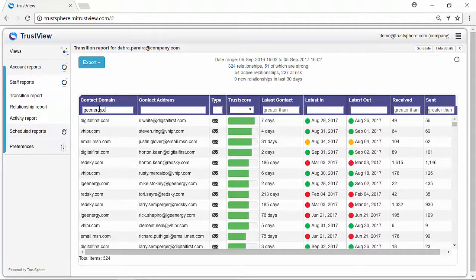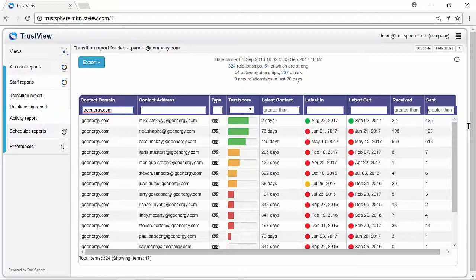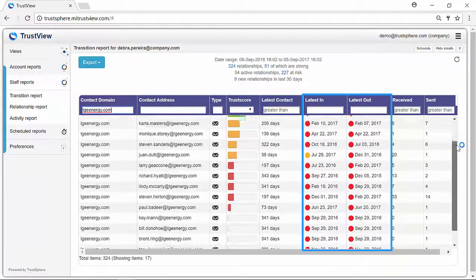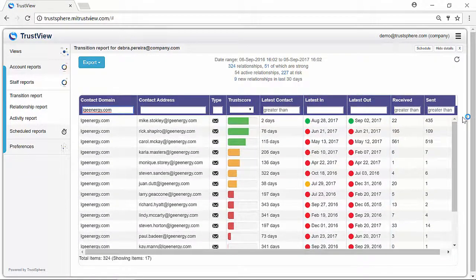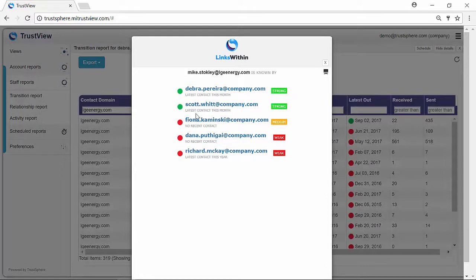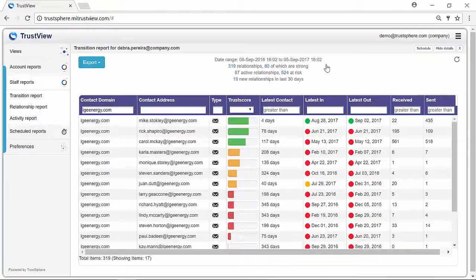Now we can see all of the relationships that she has had with LGE Energy and how current those relationships are. We can also see the strength of those relationships. Another key feature in the transition report is identifying who else in the organization has the strongest relationship with a particular individual and can provide relevant information and context to the relationship.